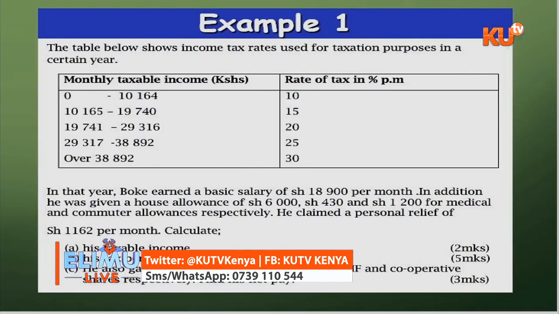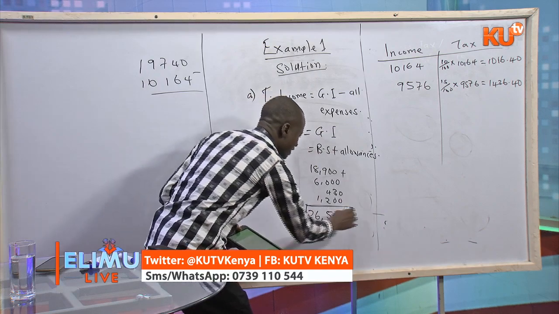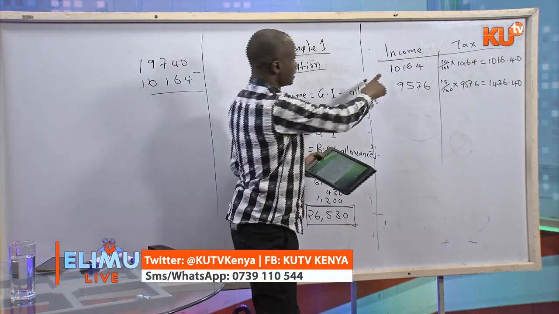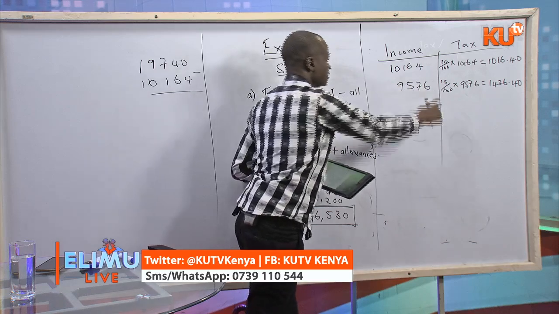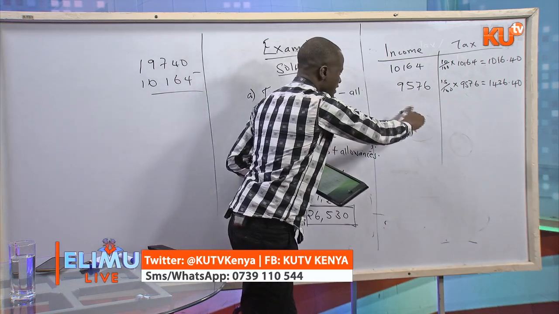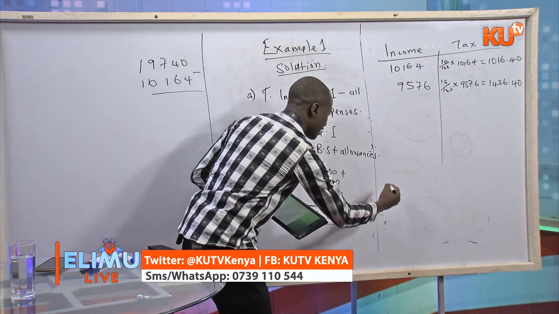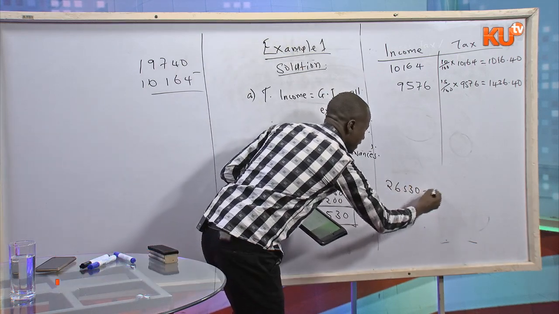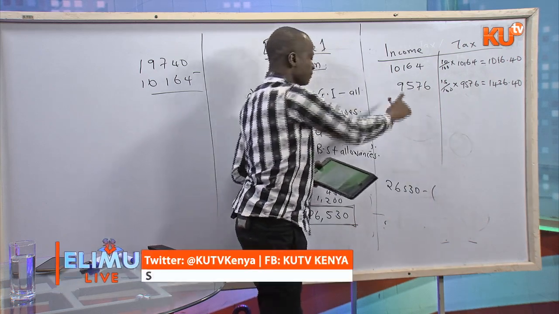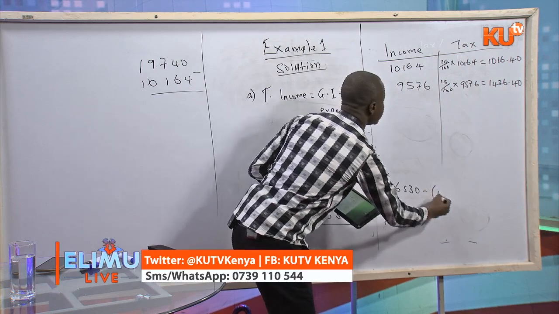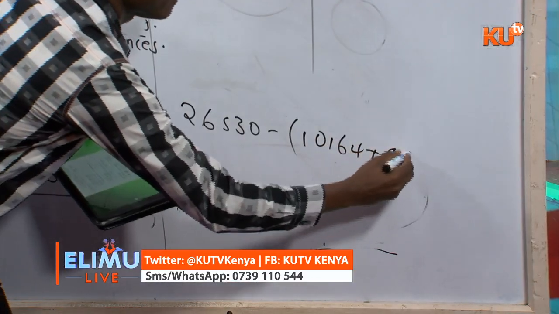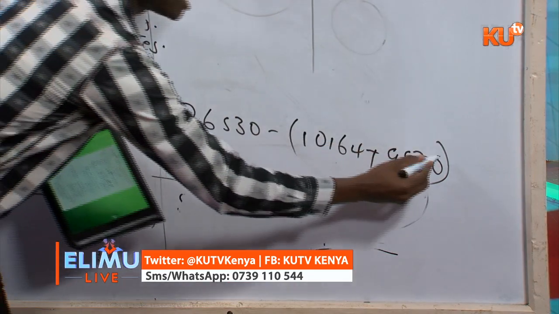Then look at the next slab. We said our income lies in the third slab. Therefore, we cannot take 29,316 minus 19,740. What do we do? We need to see that the total income on our left should be 26,530. So far, we have taxed 10,164 and 9,576. So what to take here as the income, you take on your calculator 26,530 minus the sum of these two so that we get the next income. So you take 26,530 minus 10,164 plus 9576. If you do that on your calculator, what do you get?